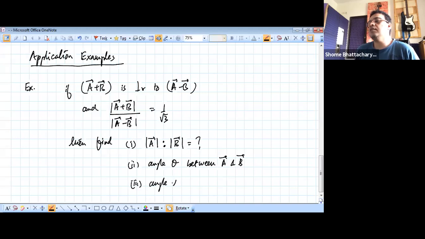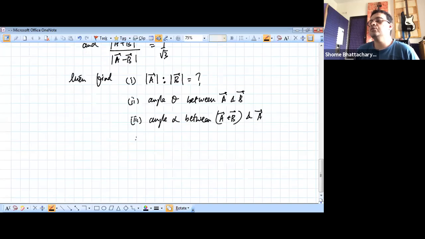The angle alpha between the vector A plus B and the vector A. And finally, fourth part, the angle beta between A minus B and vector A.